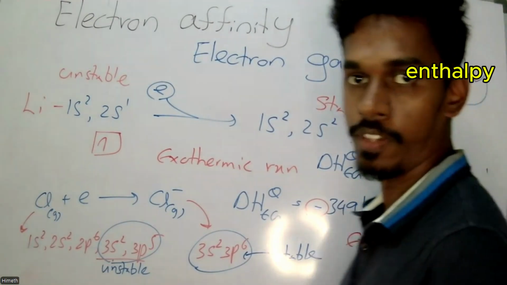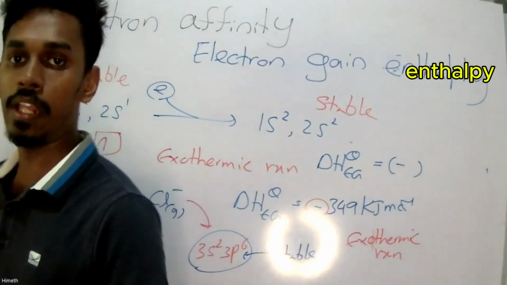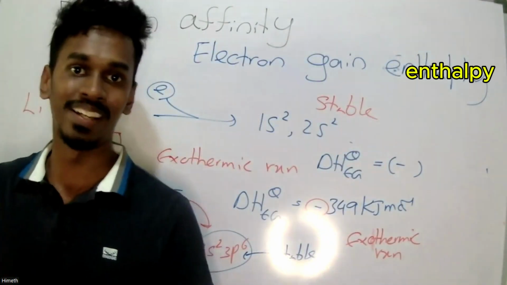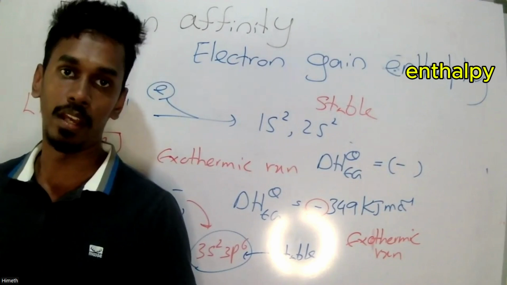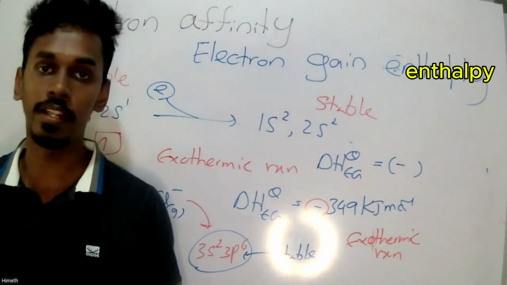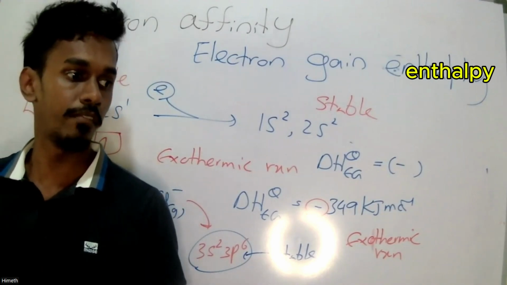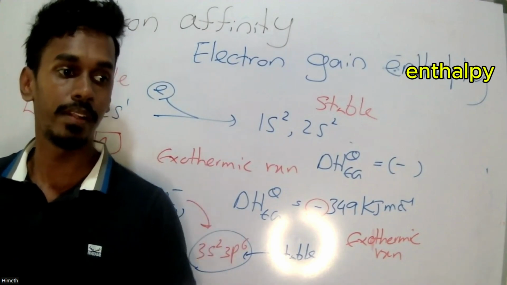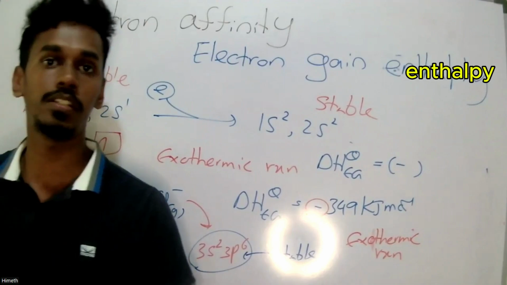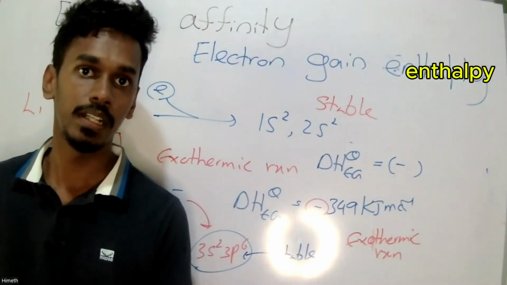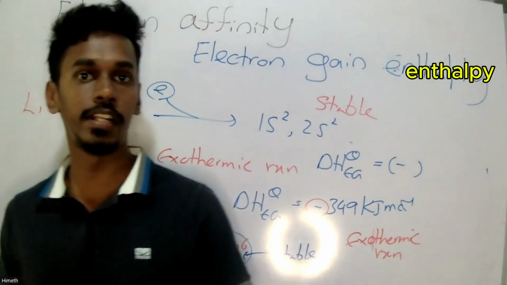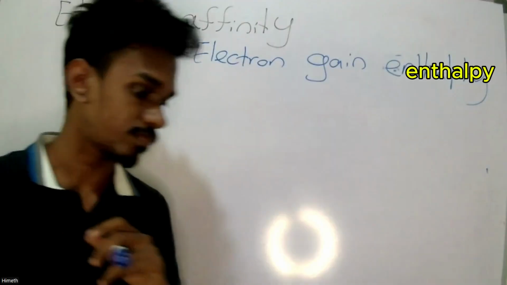So this is how it works. When the atom moves from a stable state to an unstable state, it will be an endothermic reaction when the electron is gained. When we add the electron to the atom, it moves from this unstable state to a stable state. It will be an exothermic reaction since the energy is released from the reaction.